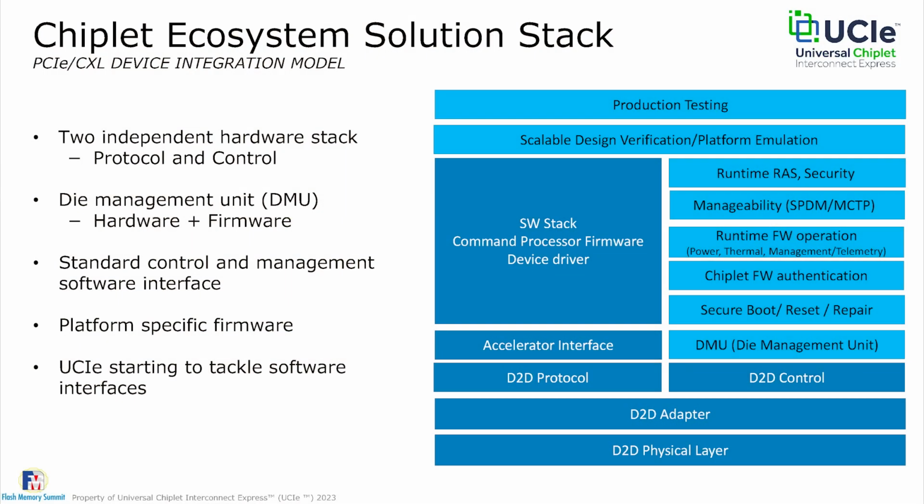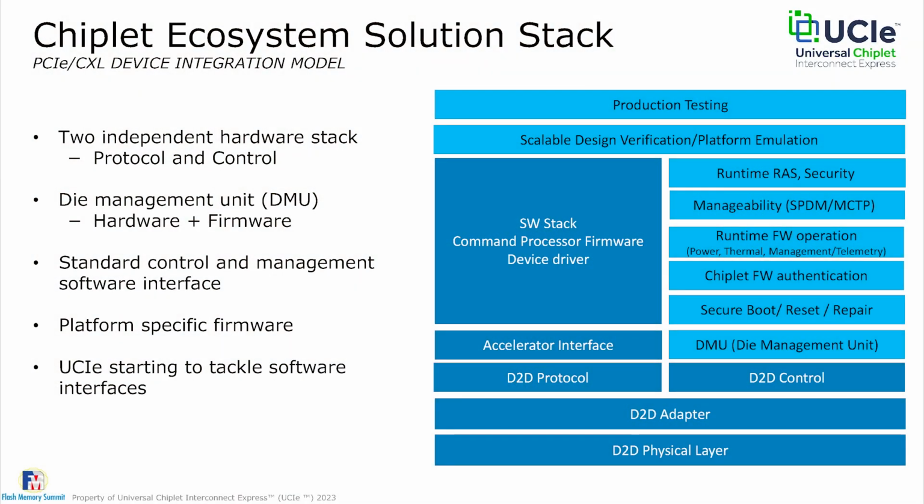Okay, so the next is the chiplet ecosystem solution stack, right? What do we need to create this ecosystem? If you look at, say, UCIe, there are two independent hardware stacks, and I think we discussed a lot of this before. One is the main band, which is the protocol. The protocol could be CXL, PCIe, some sort of raw or streaming protocol like CHI, AXI, or even a proprietary protocol, proprietary to Intel or AMD. All of those are going to be using the main band, right?